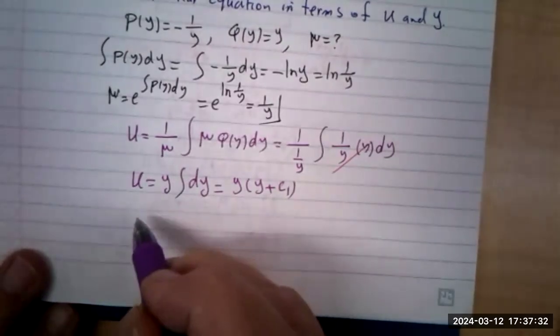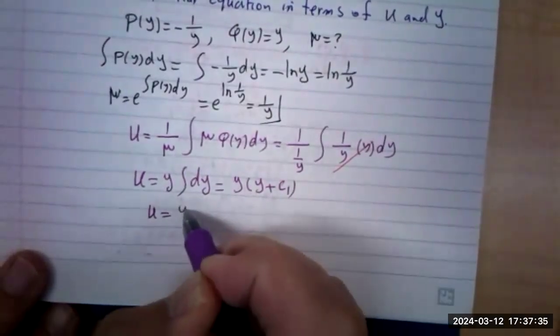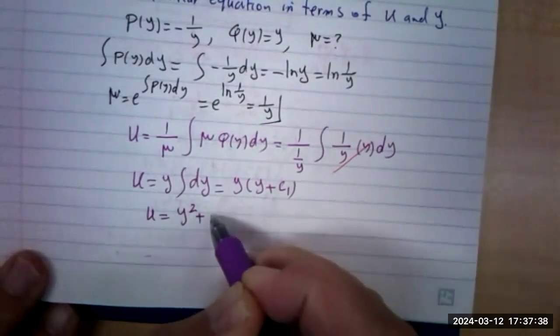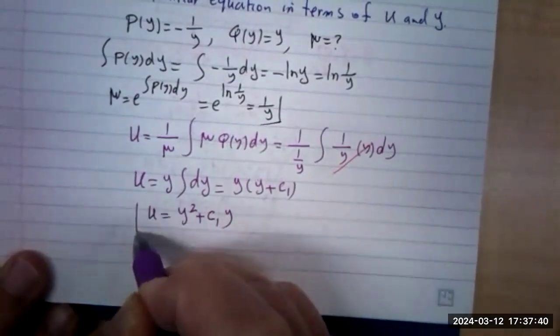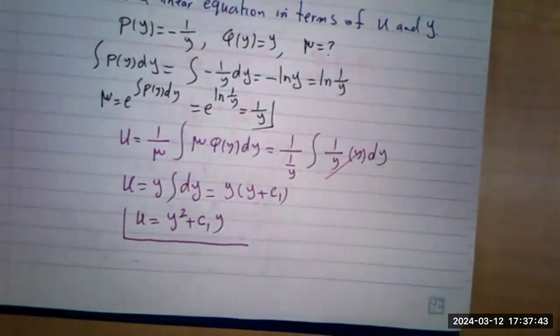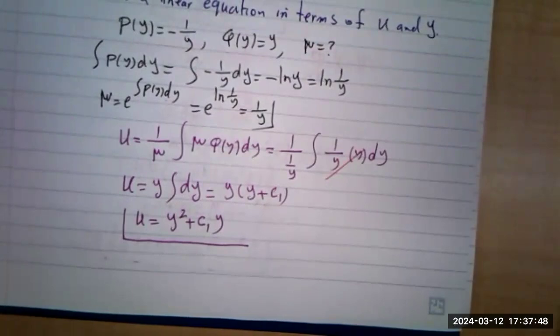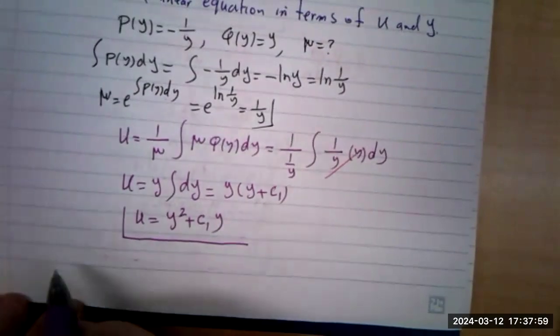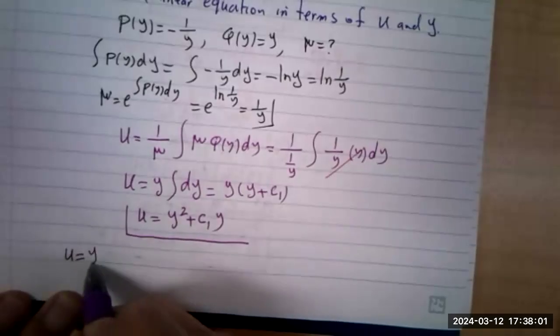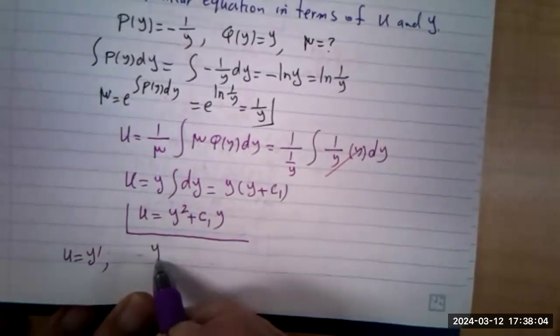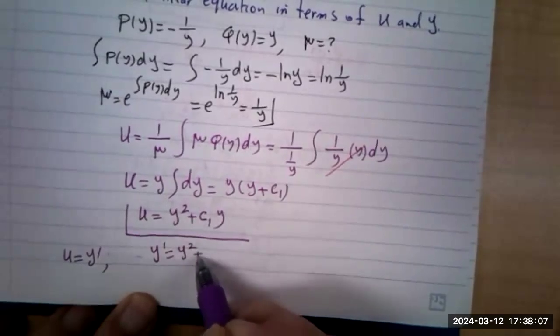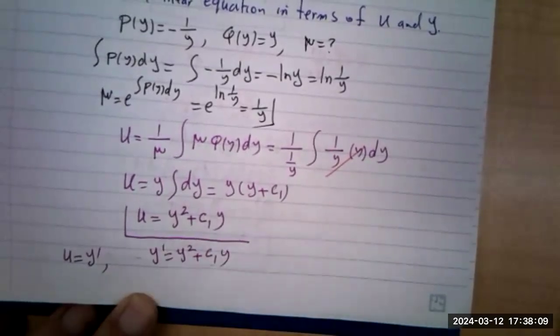Okay, so if you multiply together, u would be y squared plus c1y. So this would be your u. Any question? u is y prime. You substitute, continue, and you have the initial condition. You're going to apply your initial condition now and then continue. Easier for us, okay? So we go with the fact that u is y prime. So that gives you y prime equal to y squared plus c1y.